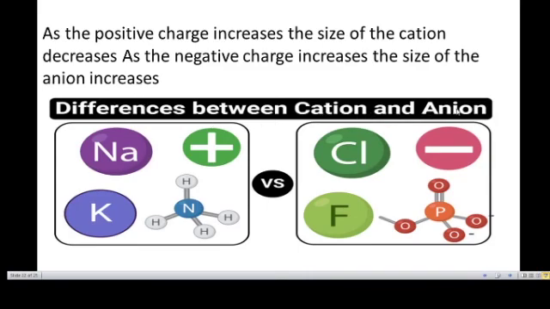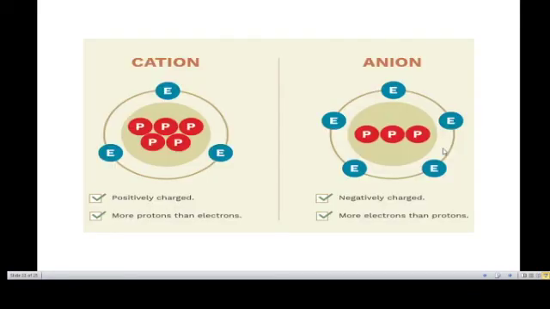Difference between the cation and anion. Cations are Na and potassium K, with positive charge. Anions are chlorine and fluorine, with negative charge. Second difference: cations are positively charged, with more protons than electrons. Here, 3 electrons, and 2 plus 2 plus 1, totally 5 protons. An anion is negatively charged, with more electrons than protons. Here only 3 protons, and the number of electrons is 5.